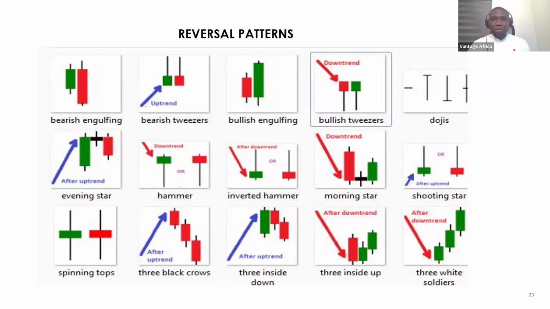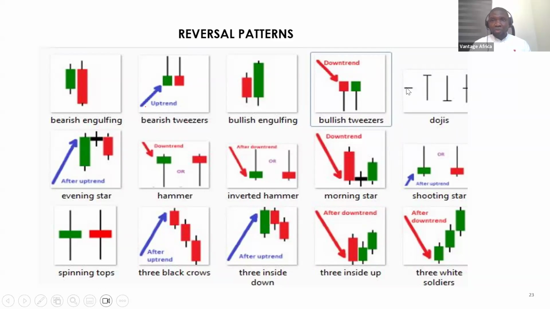The next one is what we call dojis. These dojis are what we call indecision candles. But even though they are indecision candlesticks, the way they form can tell us what they are about and what decisions they can help us make. Now let's look at this. You can see there are 4 candlesticks here.